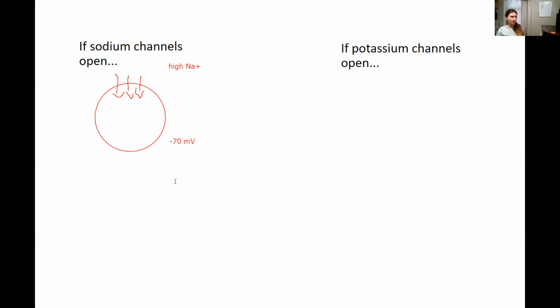Okay. So as we flow into the cell, say we're talking about a small graded potential here. So let's say we have some more sodium flowing into the cell. What we're going to do is we're going to add some charges, right?